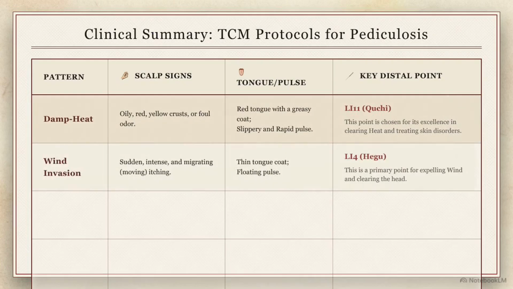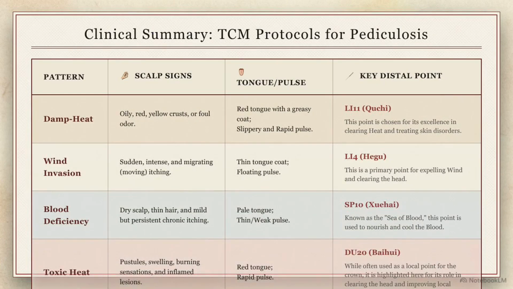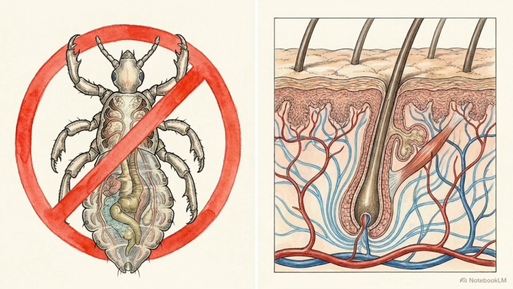This clinical cheat sheet summarizes the four patterns and their treatment points. You should save this for reference in your practice. This data allows you to look past the superficial itch and address the underlying cause of chronic recurrence. Long-term resolution requires a focus on the parasite and the internal environment that let it thrive.